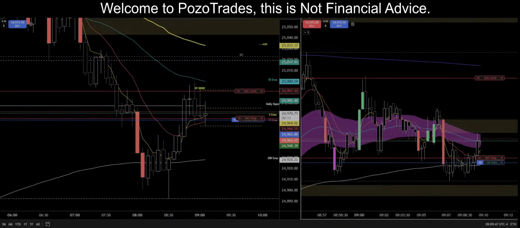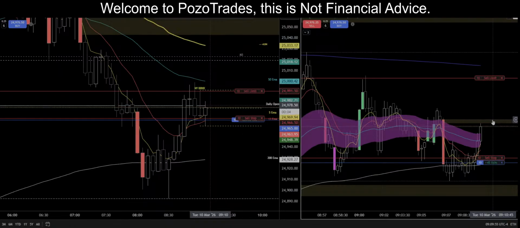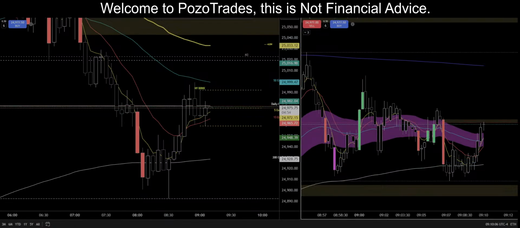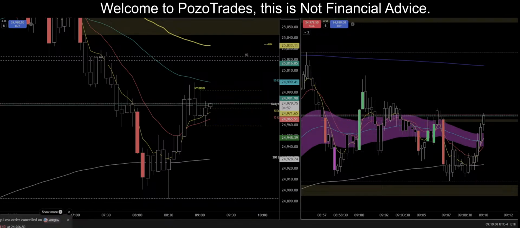We have an imbalance to 978. There, it just took back this red vector on the 15 second. Yeah, that's good enough. I'm gonna close that out. So that was like $250.